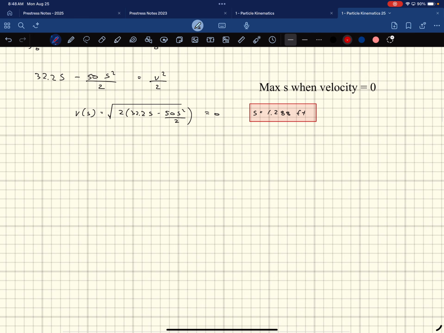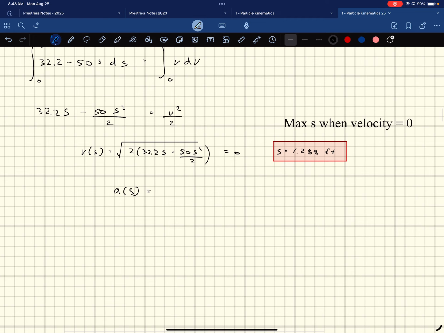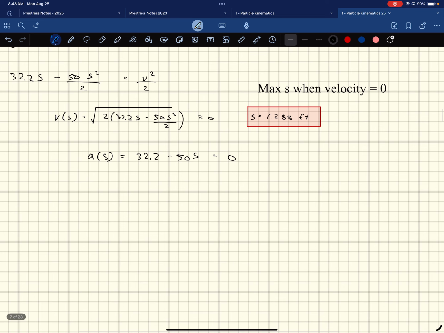So I go back here. I actually have an acceleration as a function of position. They gave it to us right at the beginning. It's 32.2 minus 50s equal to 0. I can solve for that s right there. My s is equal to 0.644 feet.